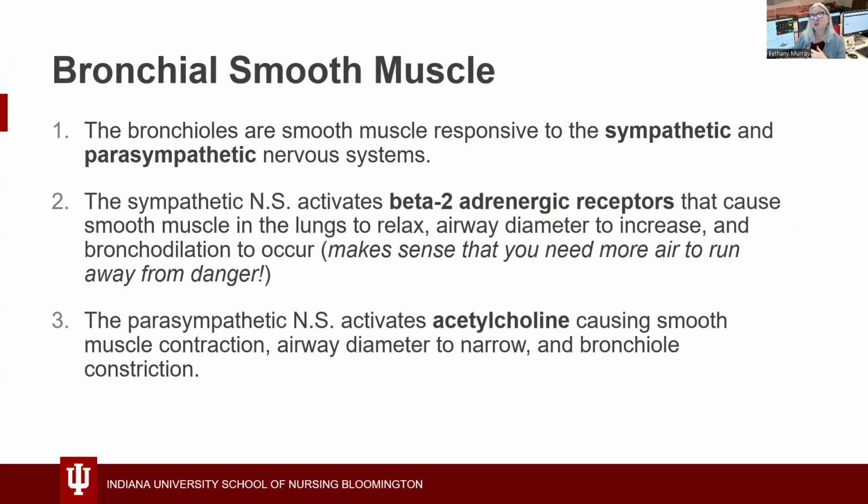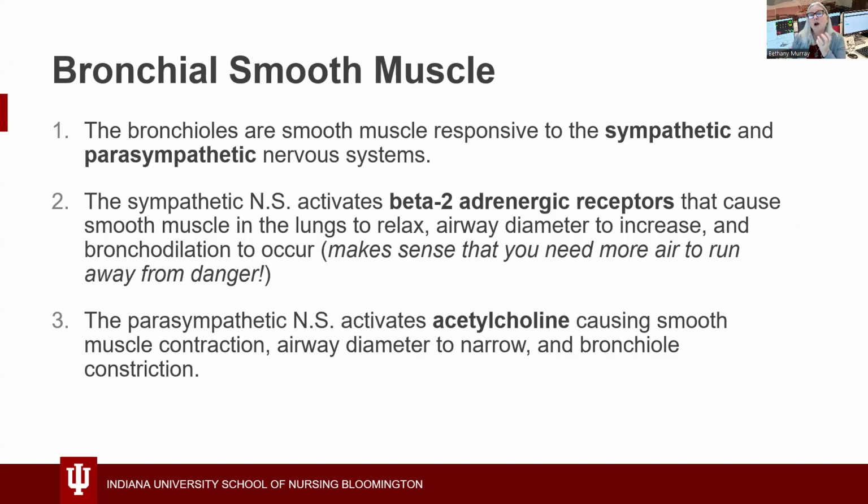So the lungs have beta-2 receptors, and the sympathetic nervous system will activate beta-2 receptors, which actually cause the smooth muscle in the bronchioles to relax. So when the smooth muscle relaxes, it's very tight, and when it relaxes, the airway diameter can increase and bronchodilation can occur. And I've made a note here that it helps me to think of this. Remember, sympathetic nervous system is the fight or flight.